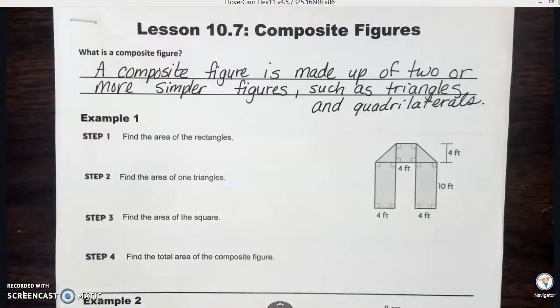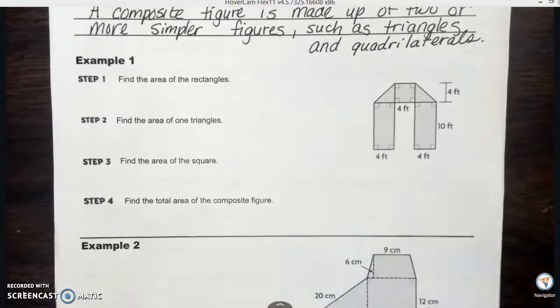Hey guys, welcome back. Today we're going to be going over lesson 10.7, and in this lesson you're going to learn how to find the area of composite figures. So our first question is, what is a composite figure? A composite figure is made up of two or more simpler figures, such as triangles and quadrilaterals. Alright, so let's look at our first example.